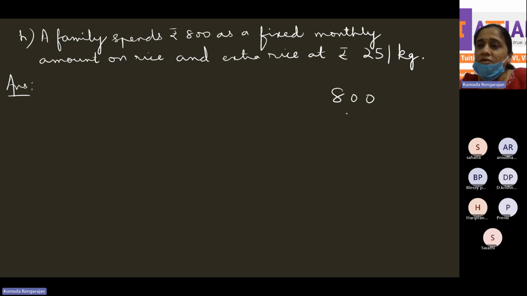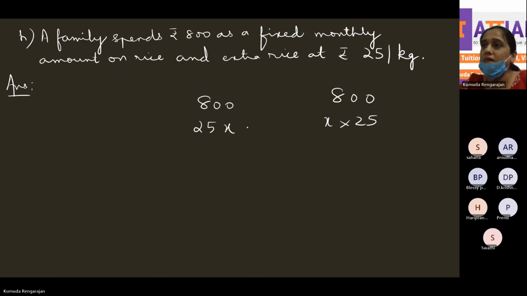So if you're buying 7 kgs extra, 7 into 25. So you don't know how much. So X into 25 is the amount spent on that extra rice purchased. 800 is a fixed cost. The variable cost is 25X. The total expenditure has two things, the fixed cost and the variable cost. Fixed cost is 800. The variable cost is because it depends on how much extra you need. So that will keep varying. It's a variable cost.